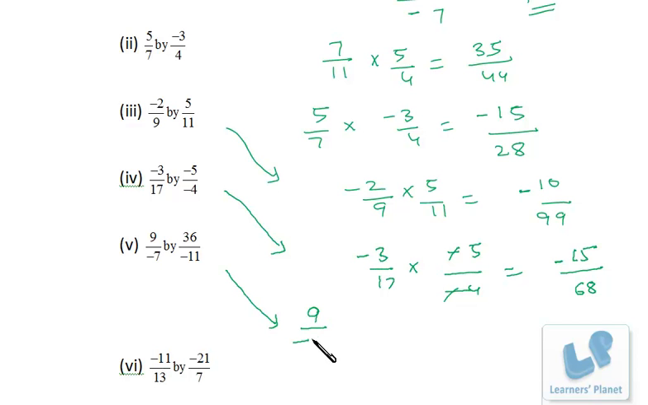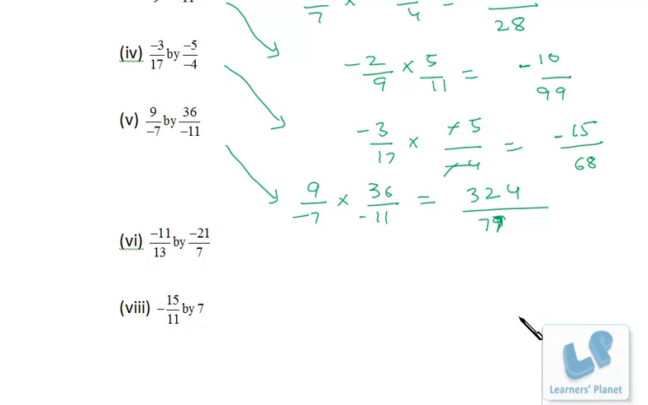Now this, it's 9 by minus 7 into 36 by 11. That's minus 11. So 9 into 36 is what? 9 6s are 54. 9 3s are 27 plus 5, 32. Okay, and 11 into 7 is 77. Now there are two minus signs being multiplied. So finally we'll be getting the positive sign over here. So the solution to this problem is 324 by 77.